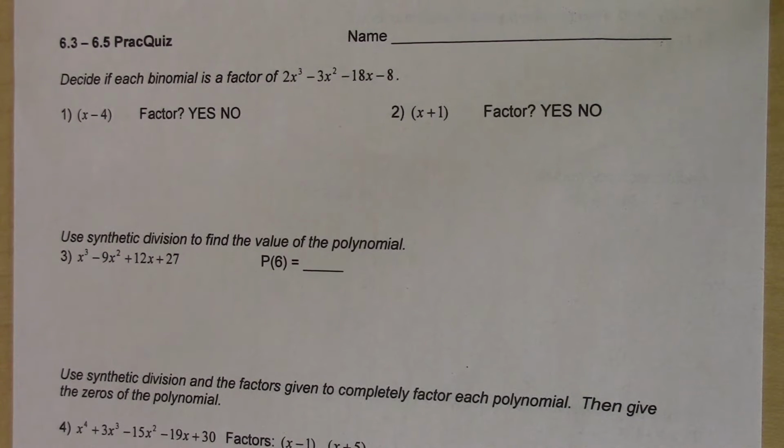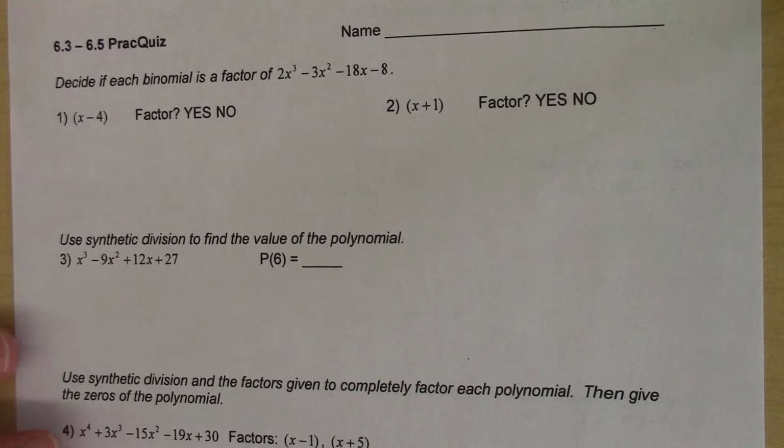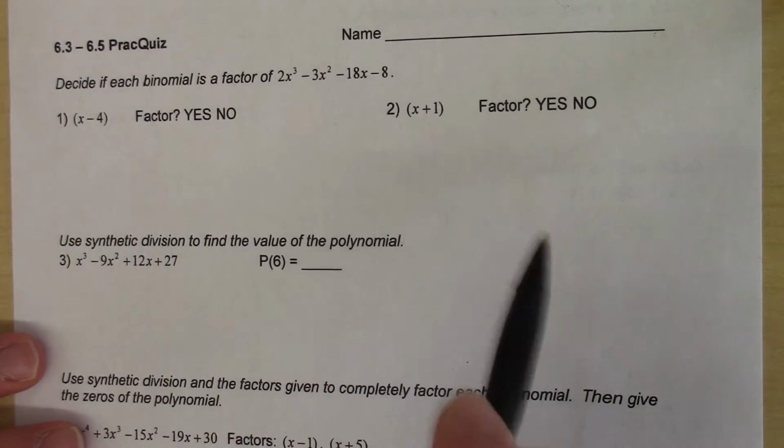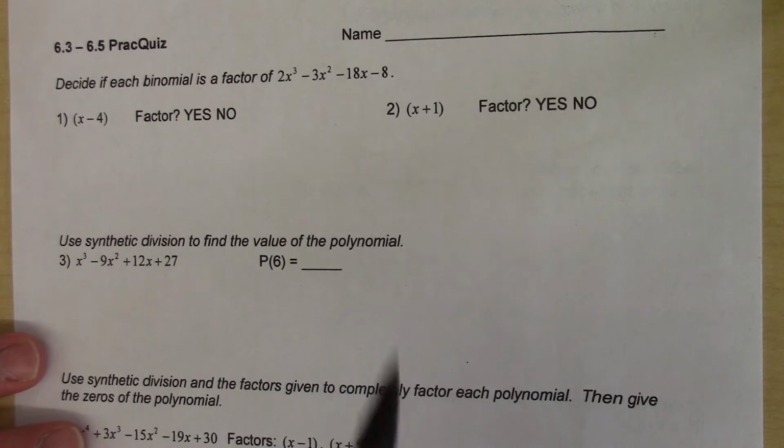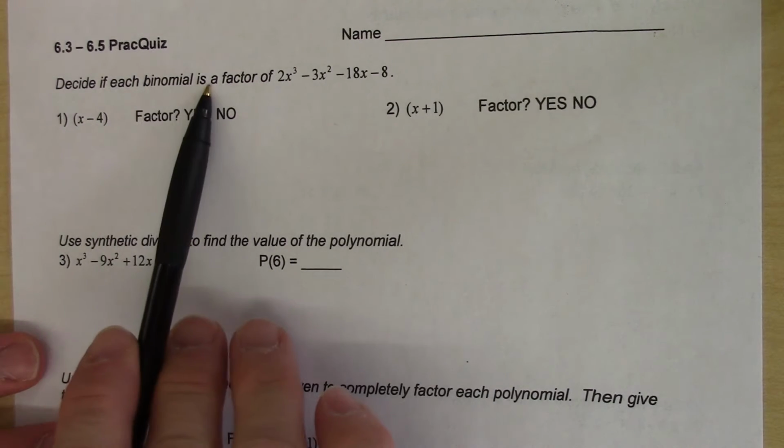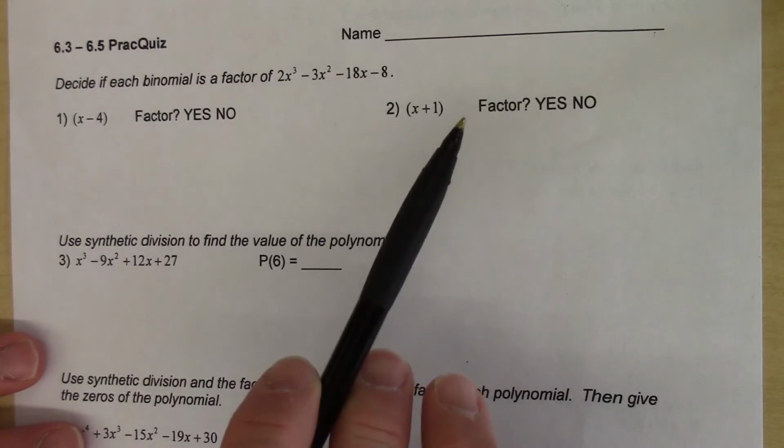Alright guys, here is the practice quiz for the 6.3 through 6.5 sections. So the first thing we've got to do on the first couple of problems is solve it one of two ways. It says decide if it's a binomial factor, so really the answer is just yes or no.